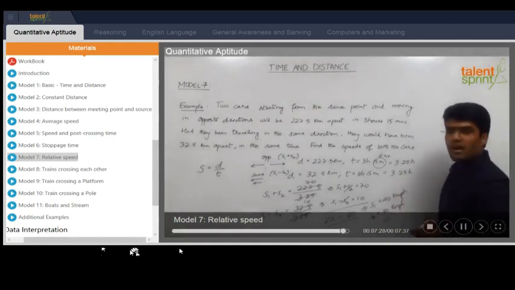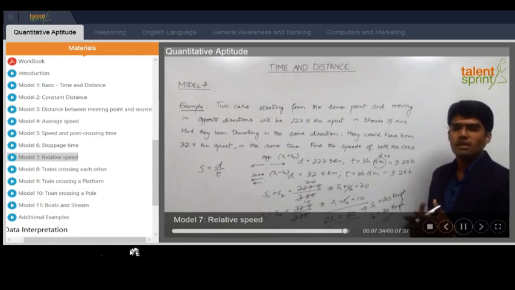So friends, this is how we can use the concept of relative speed in solving questions where two bodies are moving at the same time in opposite direction or same direction.